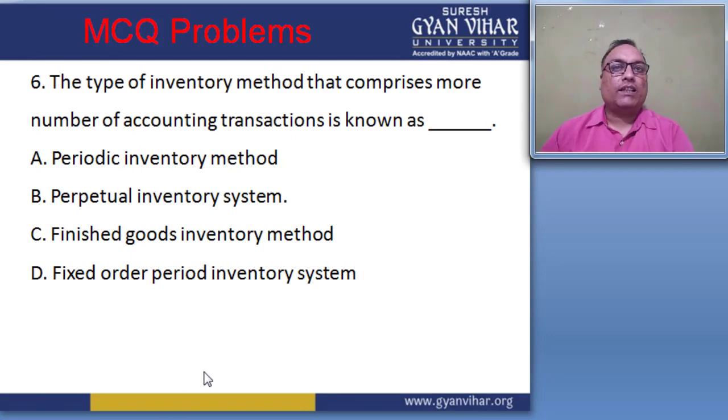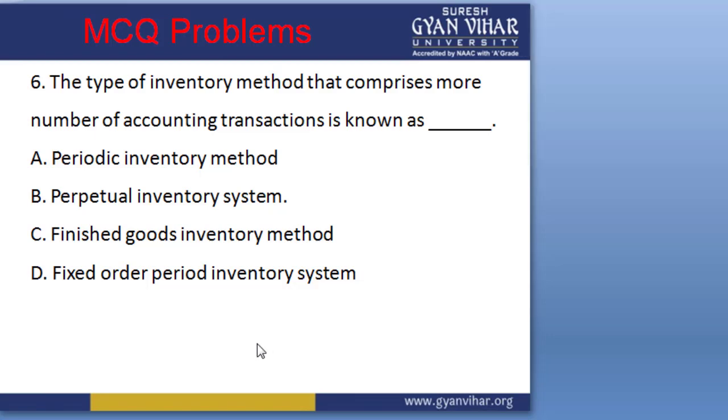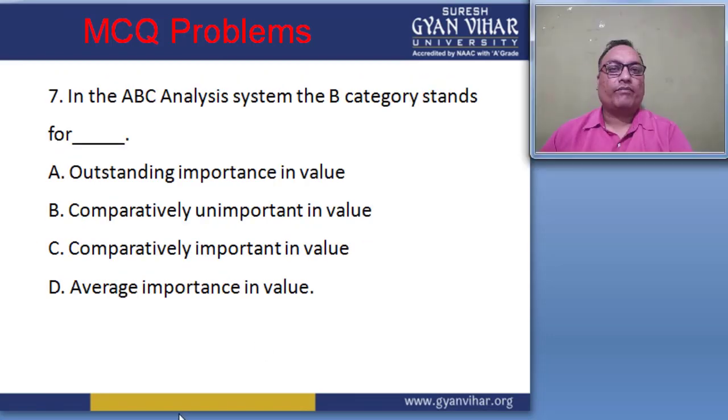The type of inventory method that comprises more accounting transactions is known as: periodic inventory method, proportional inventory method, finished goods inventory method, and fixed order period inventory method. So for this case, the correct answer is B. B is the correct answer. This gives the proportional inventory system for this case. And then move to question number 7.